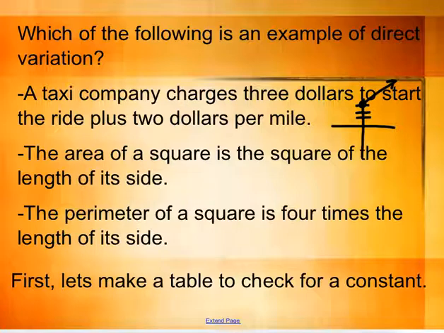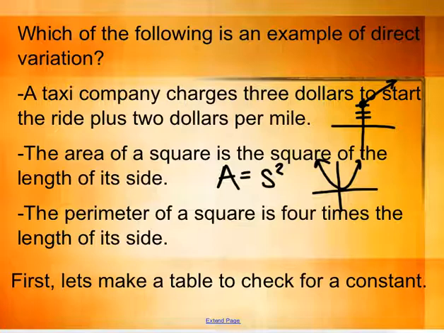How about the area? The area of the square is the square of the length of its side, which means I could show this equation as area is the side length squared. Well, when I do that, and I can plot a few points, and we will in just a second, I will end up getting something that is not a straight line. This means that this is not direct variation.